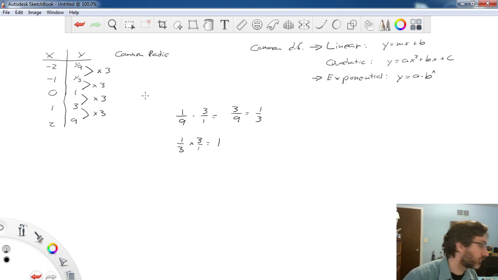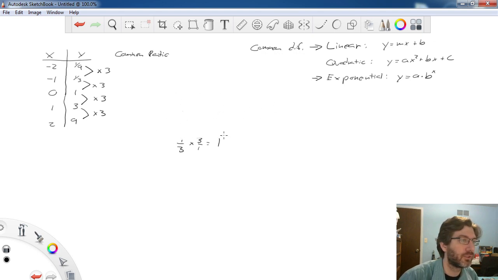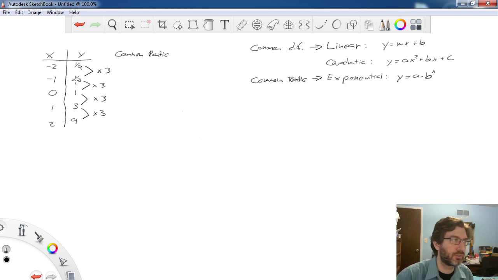And that's important for exponential functions. So when you see that common ratio, you're thinking exponential functions. So common difference, if this was subtracting or adding, right, you'd think linear. If this was multiplying, a geometric function, or a sequence, sorry, it would be a common ratio. And there's your common ratio.